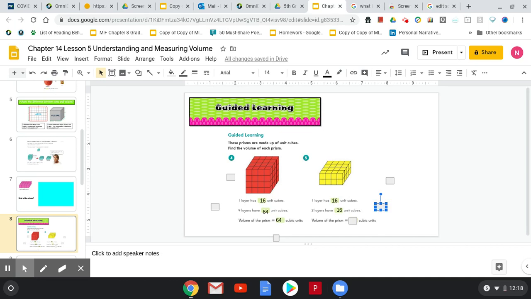and I did that wrong. That should say 32. Let's go back and erase that. My bad. 32 unit cubes. And so my volume of the prism is 32 cubic units.